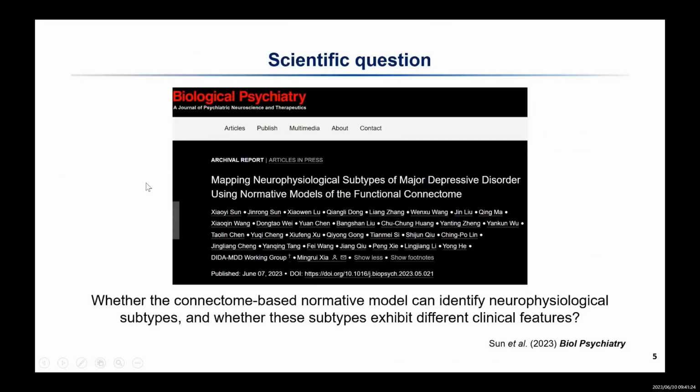So in this study, our scientific question is whether the connectome-based normative model can identify neurophysiological subtypes, and whether these subtypes show different clinical features.